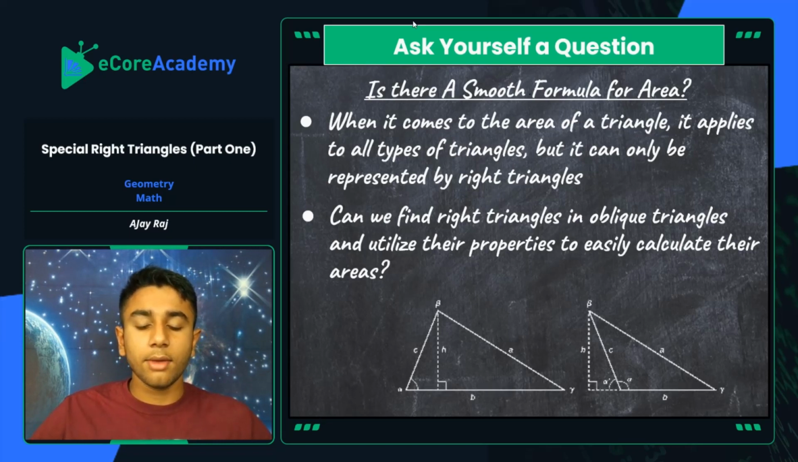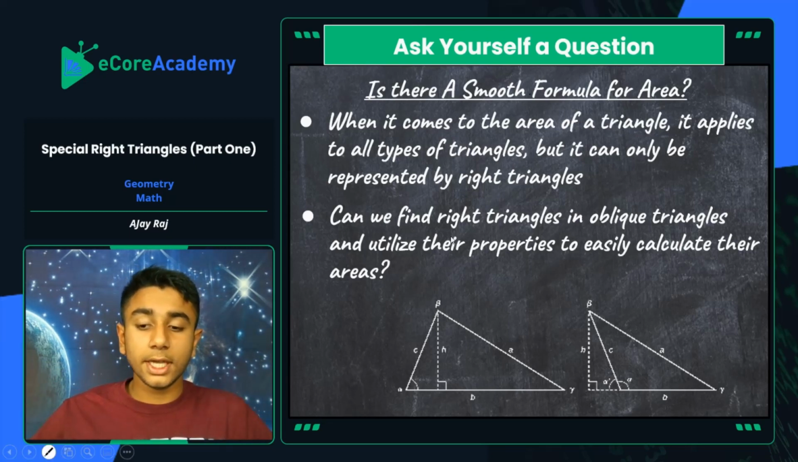So if we look at our diagram right here, as you can see, we have two different oblique triangles. And what we're basically doing is we're identifying right triangles that are located within these oblique triangles, or we can develop right triangles utilizing at least two of these measurements as shown here. And with right triangles, you get that easy ticket to your area formula.